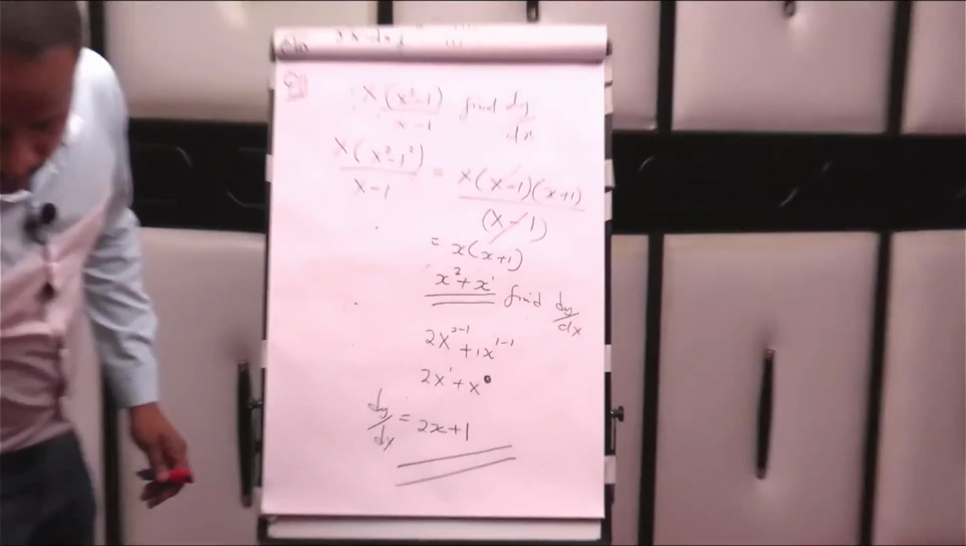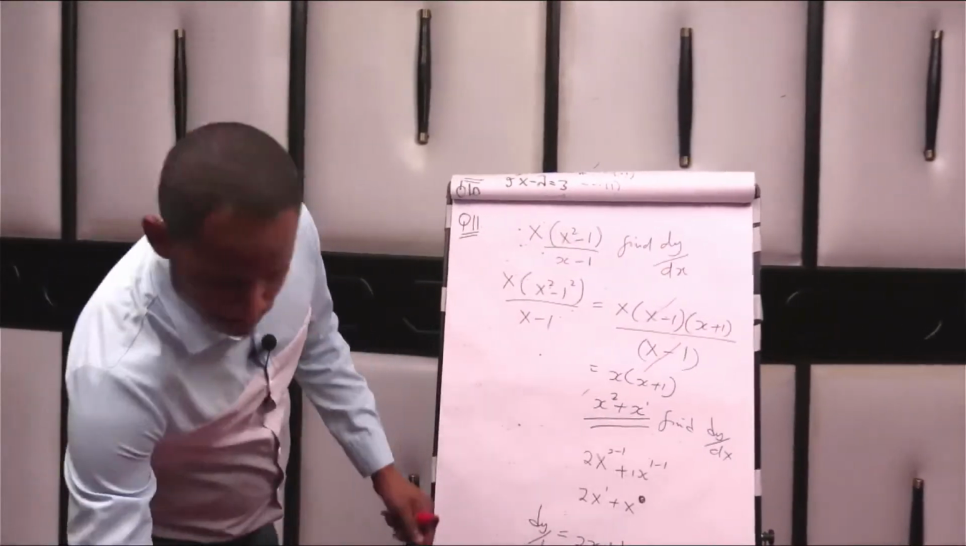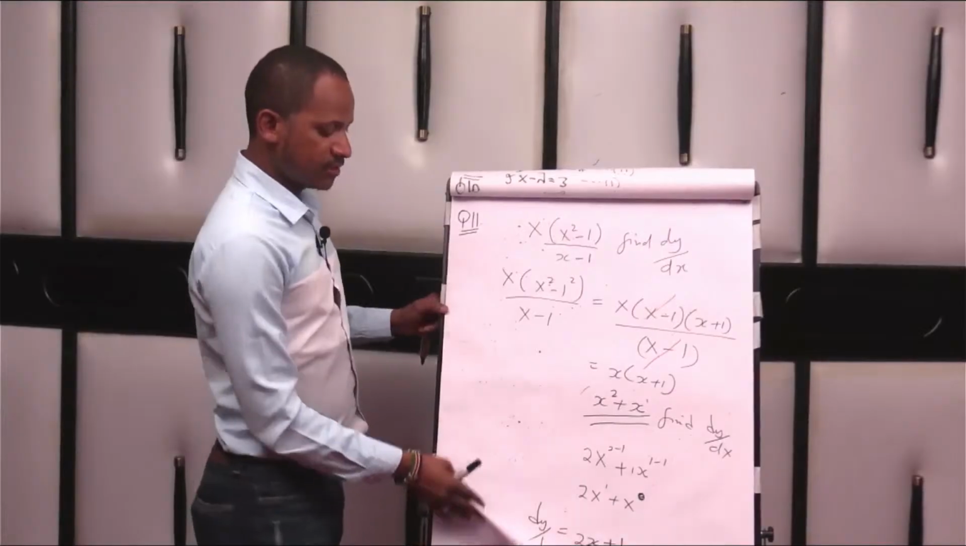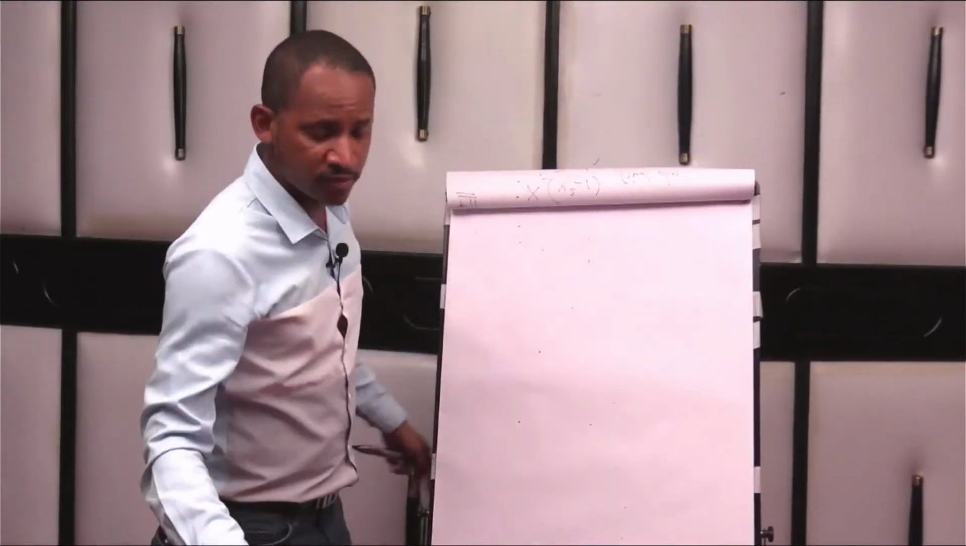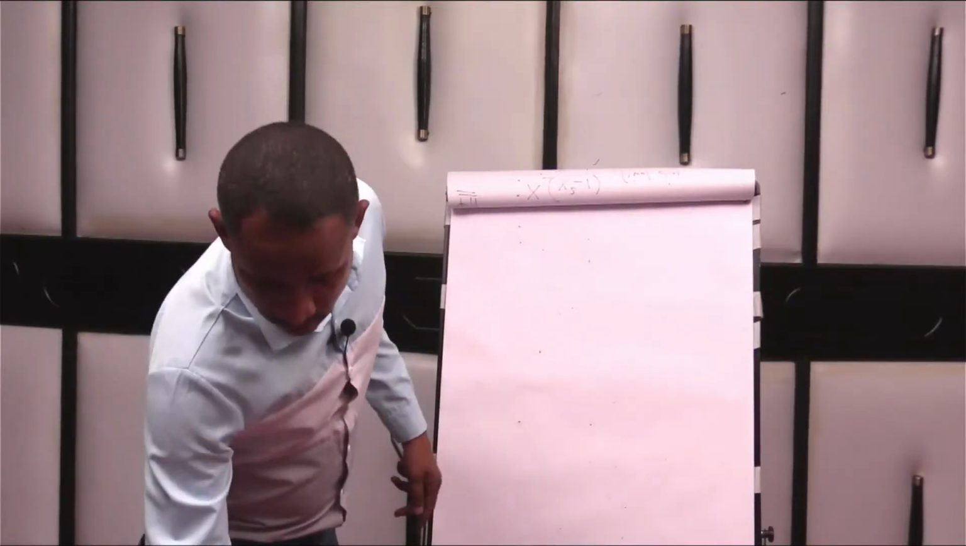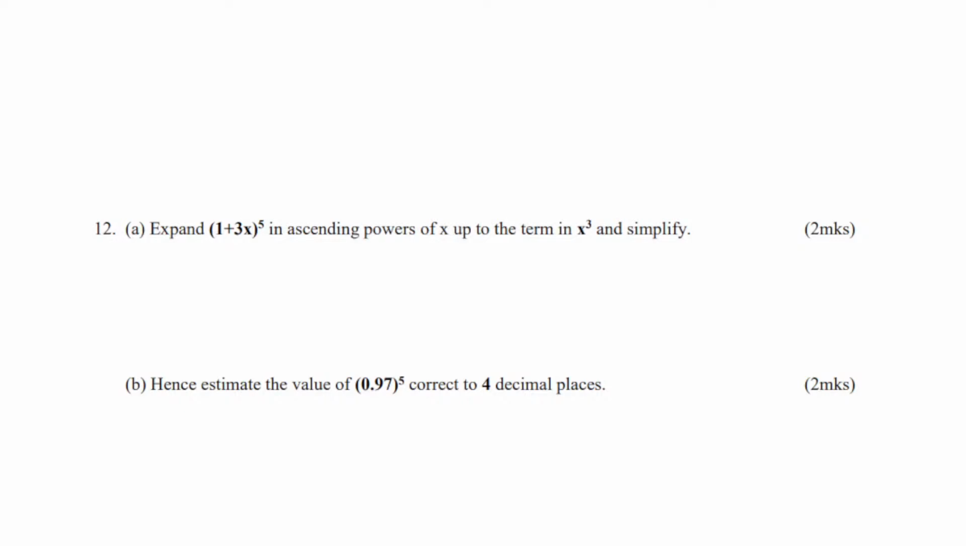Question number 12. Binomial expansion will never miss. This differentiation will never miss. All these topics will never miss. So you are told expand 1 plus 3x raised to power 5.